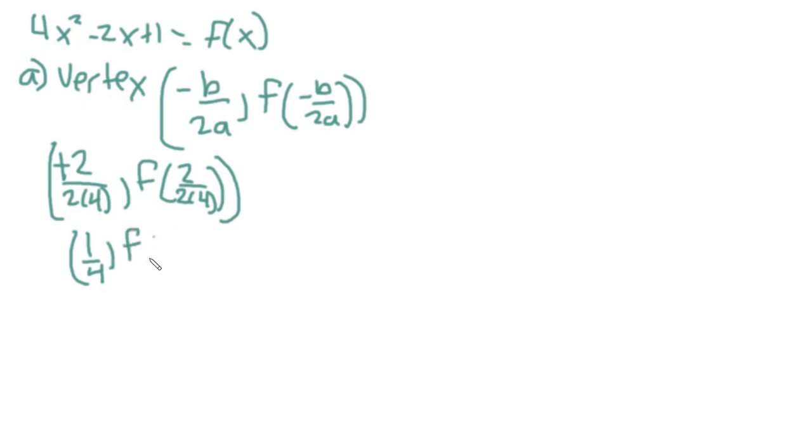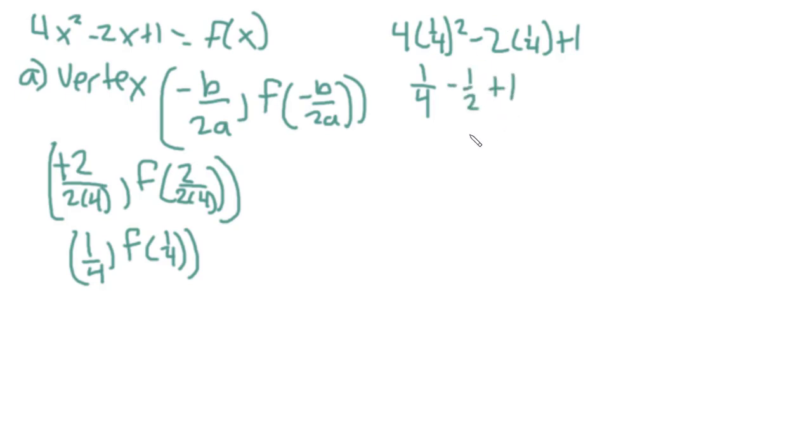And then we need to find f of 1/4. And that will take plugging it in. So that's going to be 4 times 1/4 squared minus 2 times 1/4 plus 1. 1/4 times 1/4 is 1/16. Times that by 4 will give us 4/16, or just 1/4. And then 2 times 1/4 is 1/2. And then you have to get common denominators, so 1/4 minus 1/2 is negative 1/4. And then negative 1/4 plus 1 is 3/4. So my vertex is at 1/4, comma 3/4. So this is where my vertex is at.